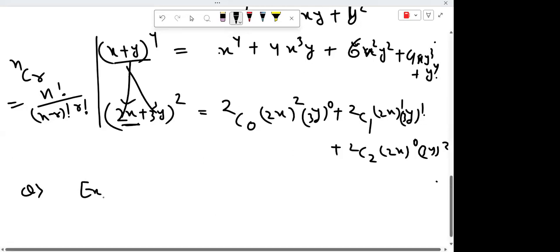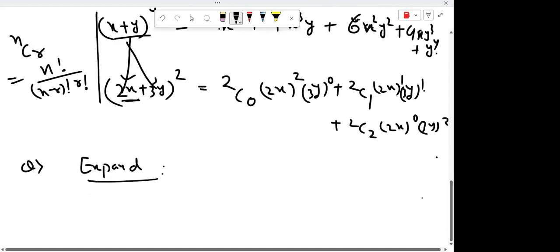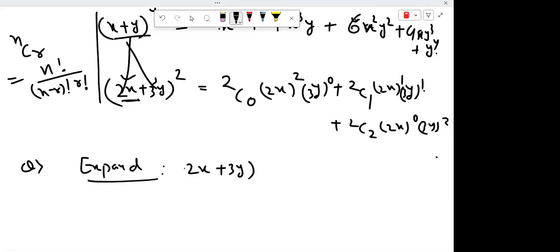Question says, expand 2x plus 3y to the power 5. Okay. Yes, sir.